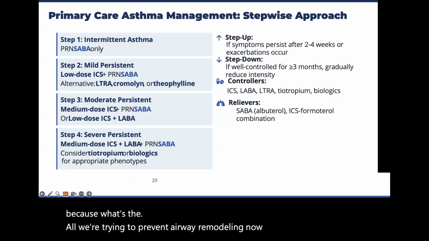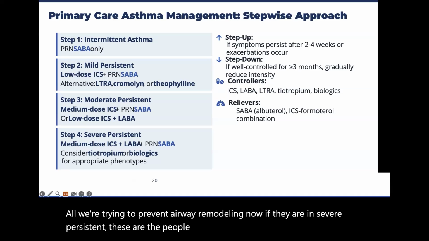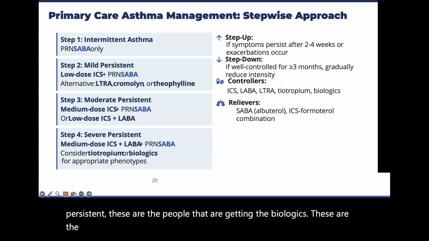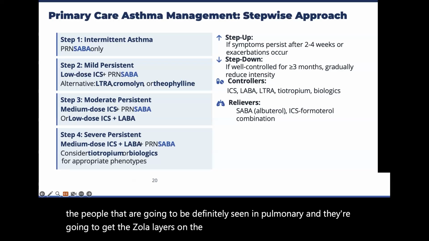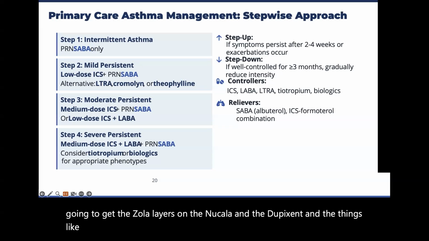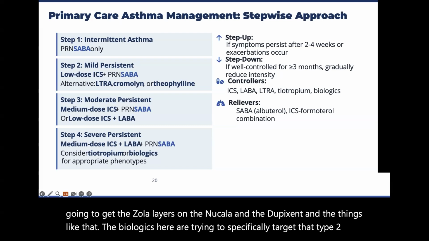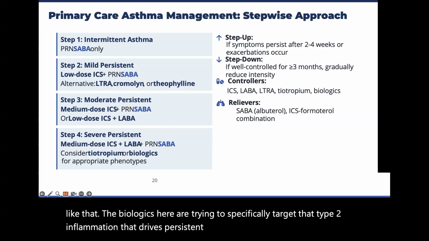Now, if they are in severe persistent, these are the people that are getting the biologics. These are the people that are going to be definitely seen in pulmonary, and they're going to get the Xolairs and the Nucalas and the Dupixents and the things like that. The biologics here are trying to specifically target that type 2 inflammation that drives persistent steroid-insensitive asthma.